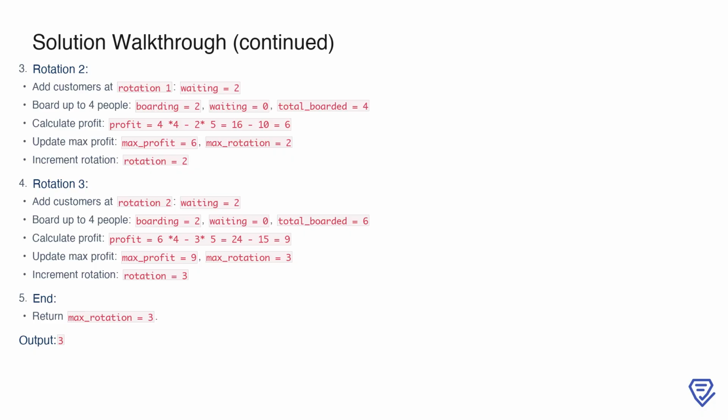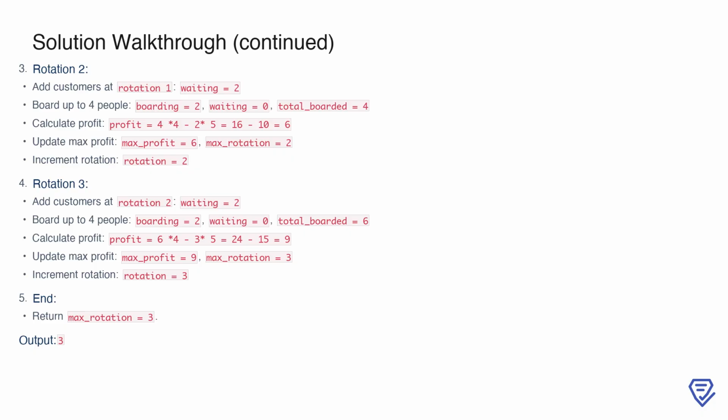In the second rotation, another 2 customers arrive, and they are fully boarded, bringing the total number of boarded customers to 4. The profit for this rotation is calculated as 16 minus the cumulative running cost of 10, which gives us a profit of 6. This becomes the new maximum profit, and we record the corresponding rotation as 2.